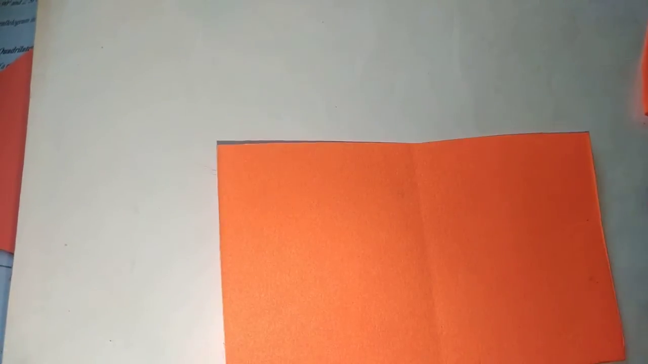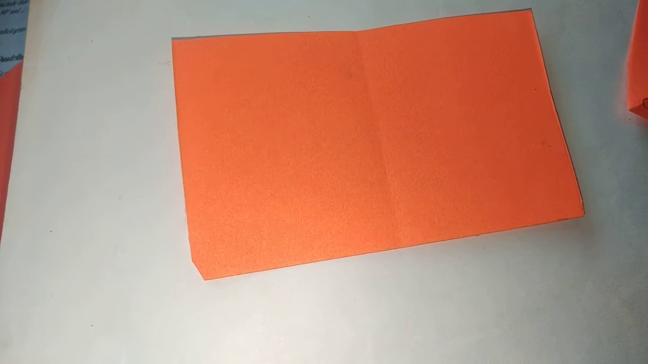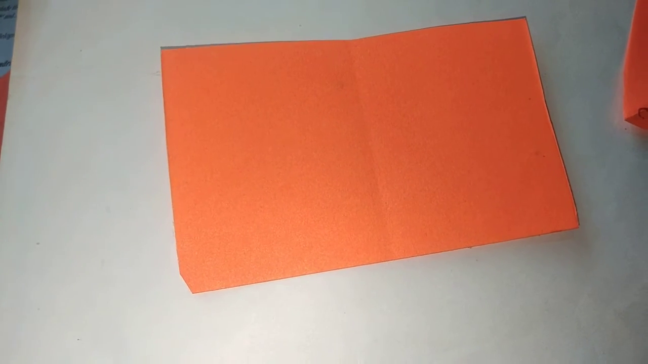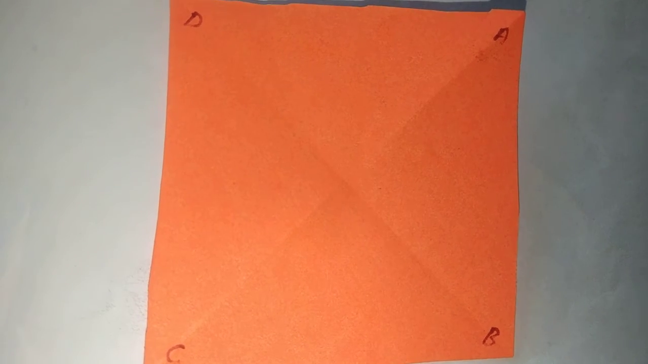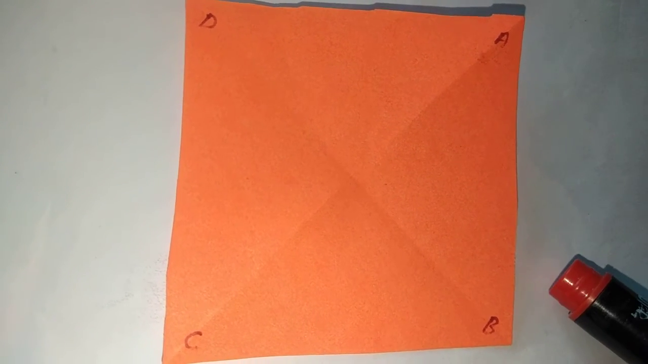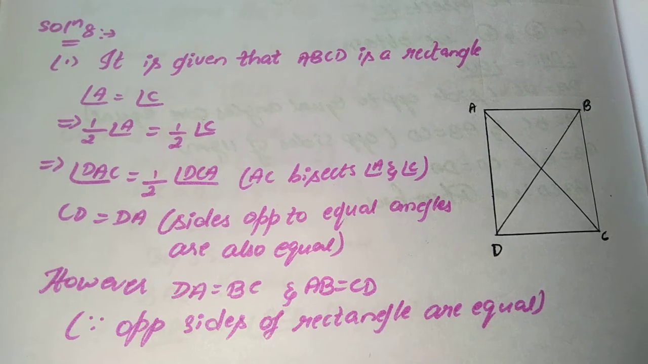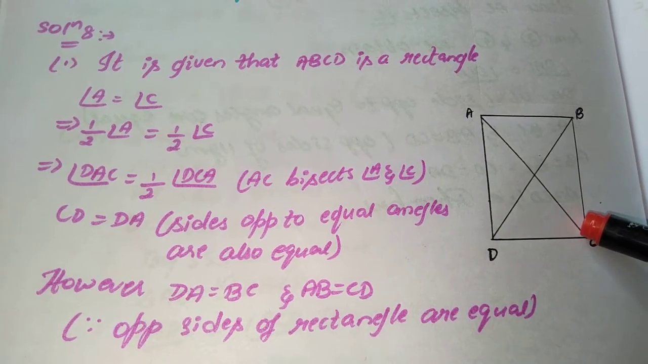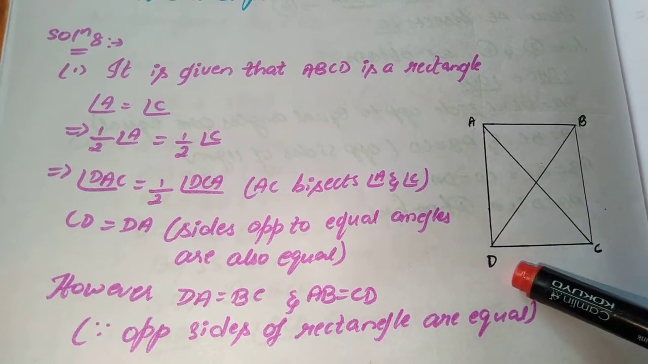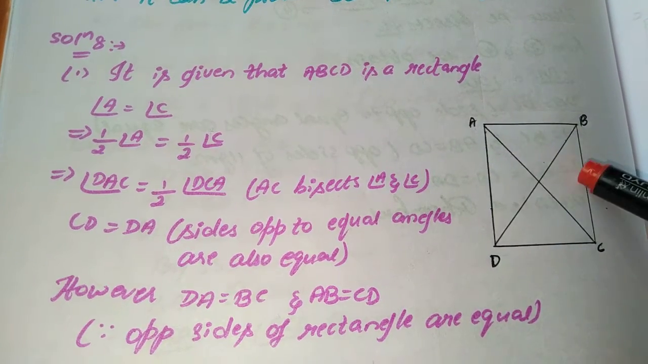Okay, children, in a rectangle, opposite sides will be equal. Now, I have to show that this is a square by proving all sides are equal. Now, when all sides of a rectangle become equal, it will become a square. So, here is your solution. Can you observe here, children? Initially, I will take ABCD as a rectangle. Rectangle means only opposite sides will be equal.